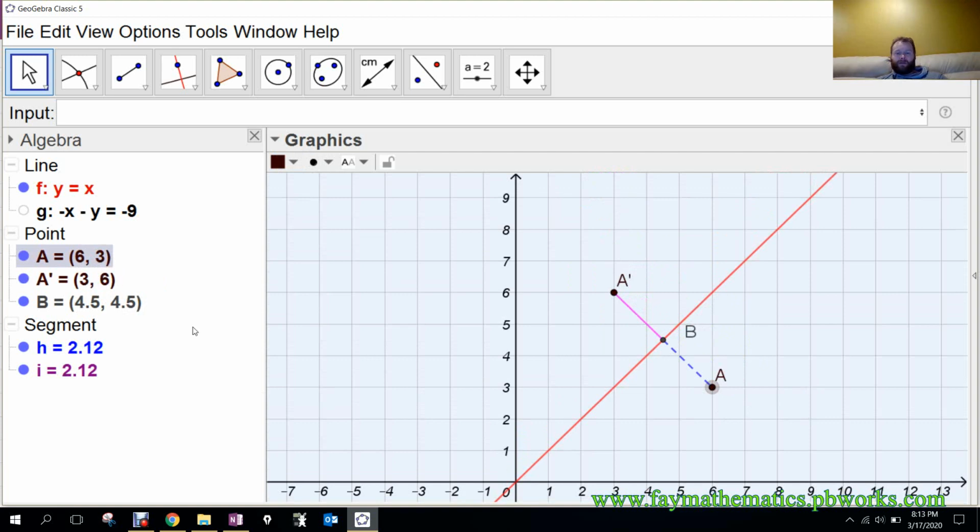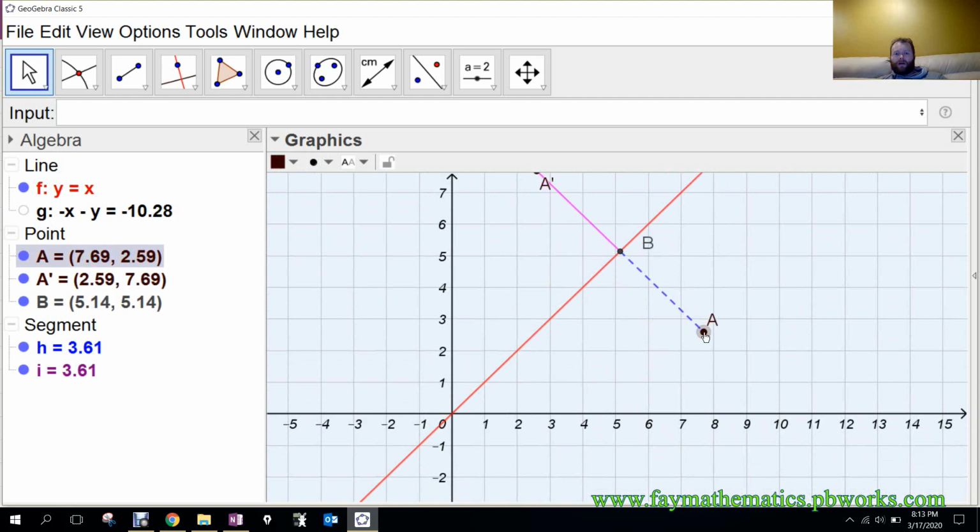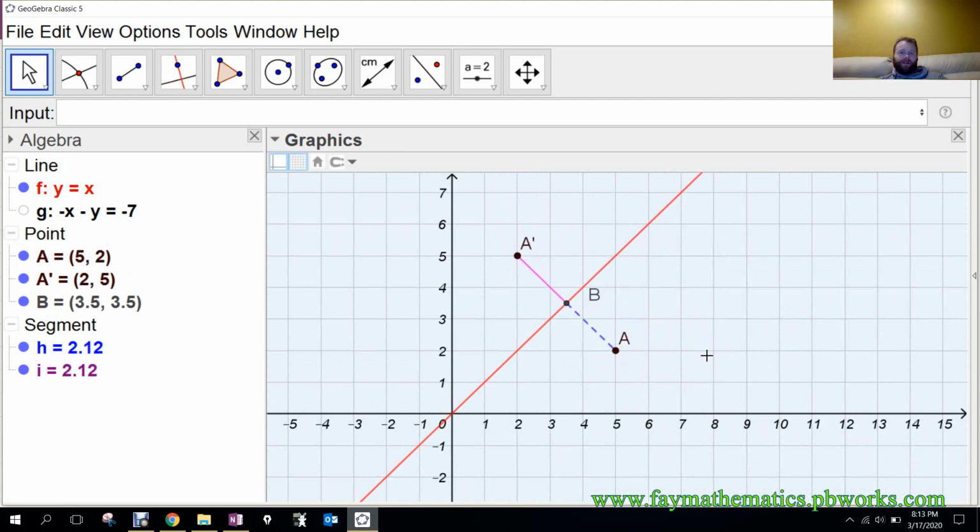6 comma 3, 3 comma 6. Okay. So if you think about this, this is something we've already done before. If you remember, we talked about when a point is equidistant, or when a point falls on the perpendicular bisector of a segment.